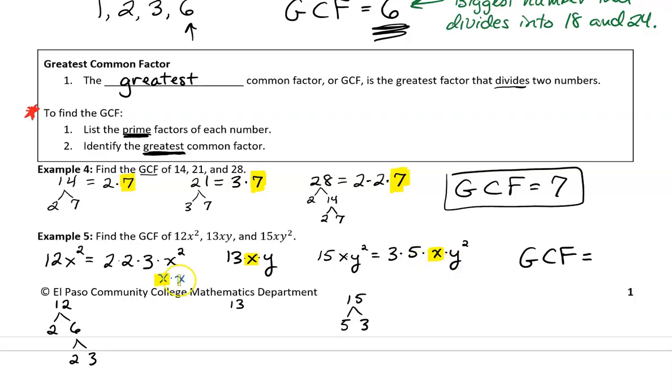Do they have anything else in common then? Do they have y's? I know these two terms have a y in it, but the first one doesn't, right? So these GCFs have to be in the factorization of all of our terms. So in this case, to summarize it all, what is our GCF for number 5? It's simply x. Because x is the only thing that they all three have in common. They don't have any other values, they don't have any other variables, any other powers. It's simply the x.